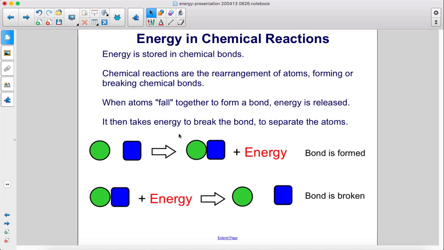Energy is stored in chemical bonds. Chemical reactions are the rearrangement of atoms, forming or breaking chemical bonds. When atoms fall together to form a bond, energy is released. It then takes energy to break the bond, to separate the atoms. So here you can see a bond is formed and some energy is released, and here we add in some energy and a bond is broken.